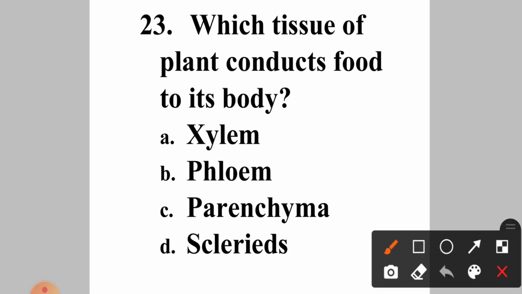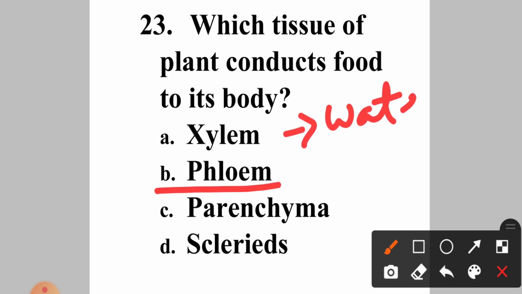Okay, now come to question number 23. Which tissue of plant conducts food to its body? A. Xylem. B. Phloem. C. Parenchyma. D. Sclerids. Okay, so food is conducted by phloem, whereas water is conducted through xylem. So answer will be option B, that is phloem.